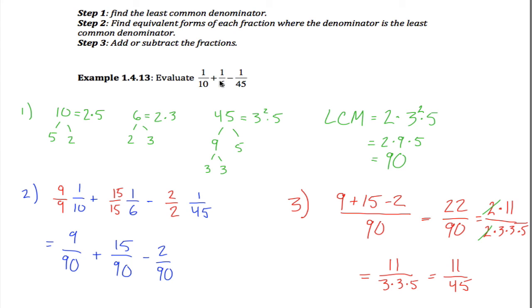So 1/10 plus 1/6 minus 1/45 is equal to 11/45. And this is my final answer.